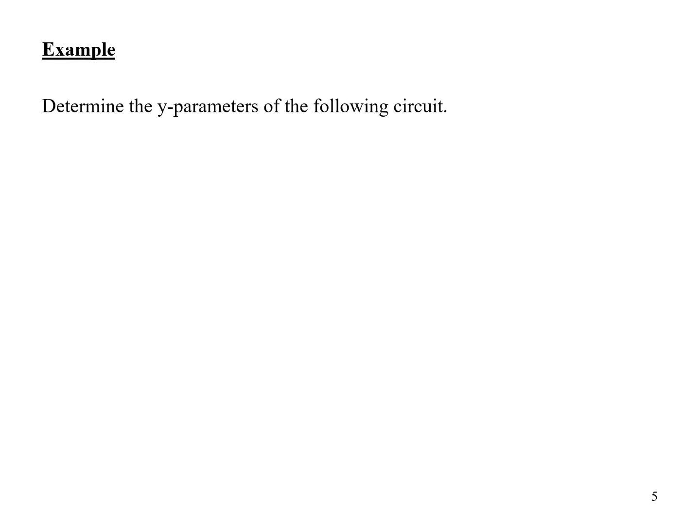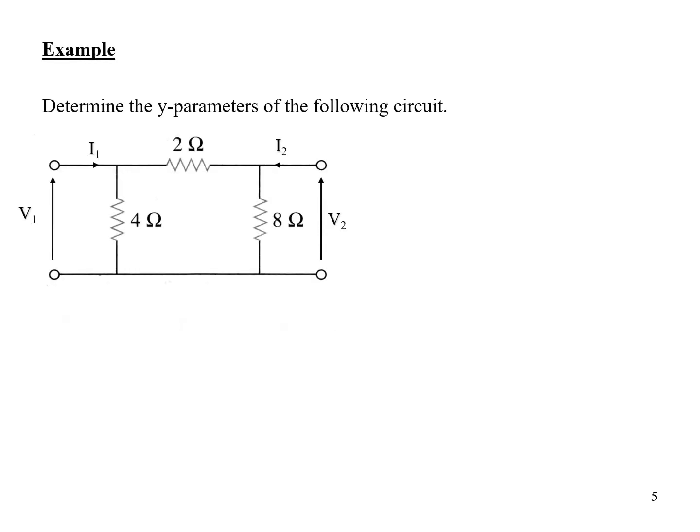Alright, let's go to an example. Determine the Y parameters of the following circuit. This circuit has two ports, V1 and V2, and there are three resistors in the middle. We have 4 ohms, 2 ohms and 8 ohms.